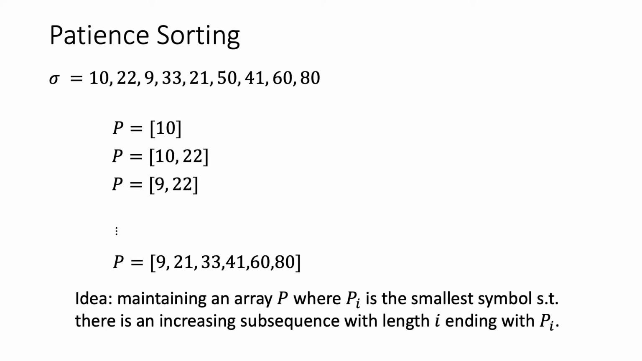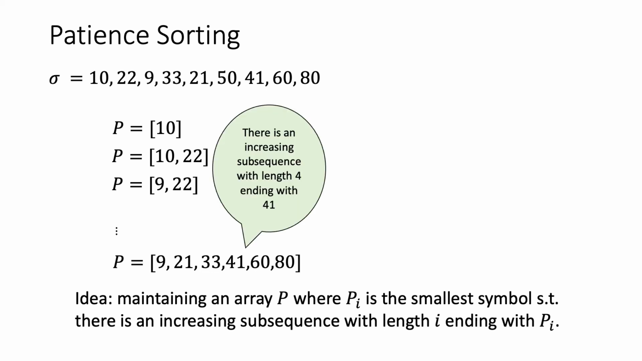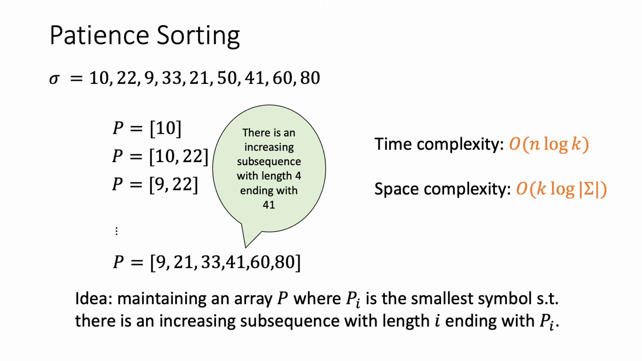There is a classical algorithm solving the longest increasing subsequence problem called patience sorting. The idea is to maintain an array P where the i-th element P_i is the smallest symbol such that there is an increasing subsequence of length i ending with P_i. The algorithm solves the problem in n times log k time, where n is the input length and k is the length of LIS. The space complexity is bounded by k times log of the size of the alphabet.